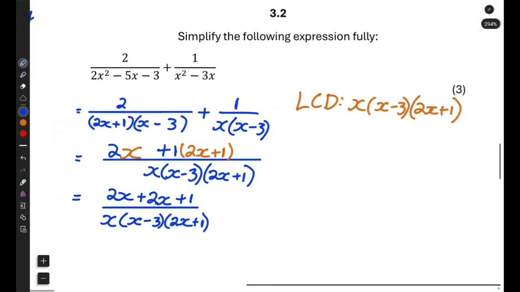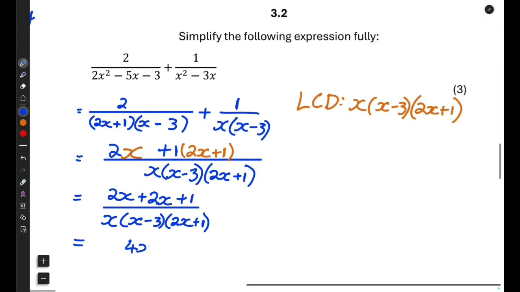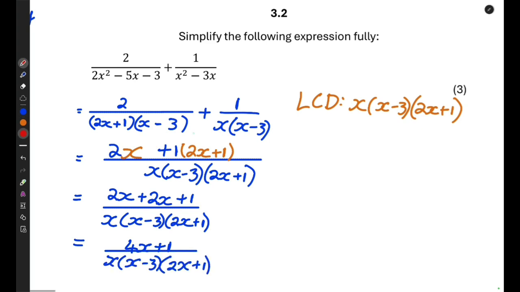Now my final answer will then just be 4x plus 1, and then the bottom just stays like that. Okay, so 3 marks. That's a bit small for this question. I think a more realistic one would be 4 or 5 marks.